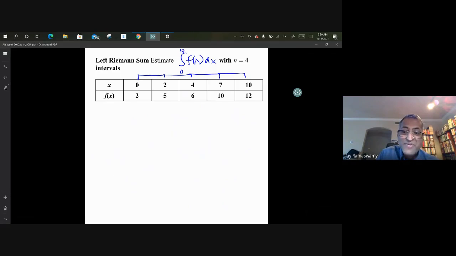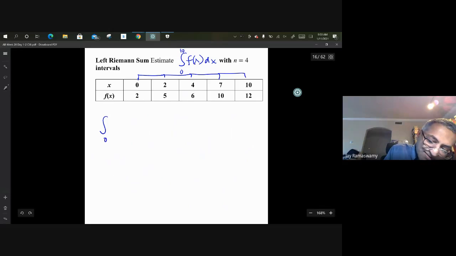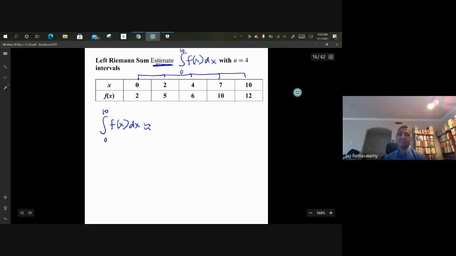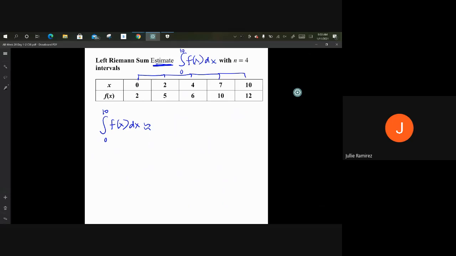Okay, we will do this without drawing a graph. I want to see if learning happened. So integral from 0 to 10 f of x dx. What should I not forget to write? Hint, we're estimating. Approximately. Squigglies. Okay, everybody look at the board.